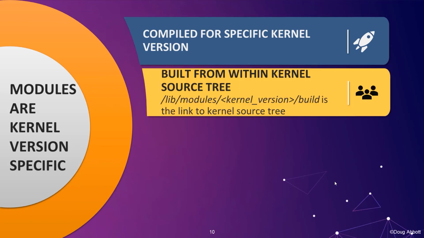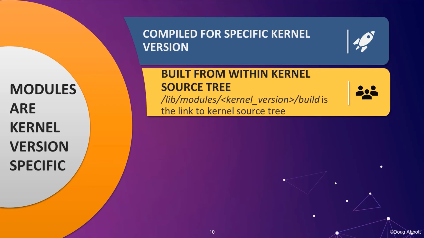As a consequence, a module is always built from within the source tree of the kernel version for which it's intended. There's a link under the appropriate subfolder of /lib/modules that points to the kernel source tree. It doesn't have to be the complete source tree, by the way, just those files needed to resolve various kernel dependencies, such as header and configuration files primarily.